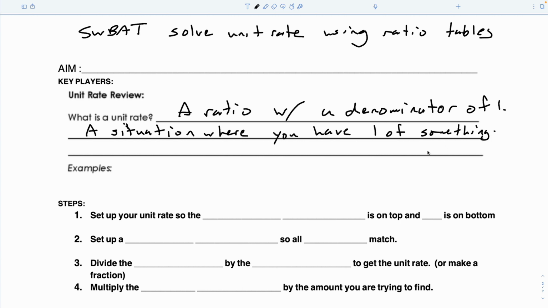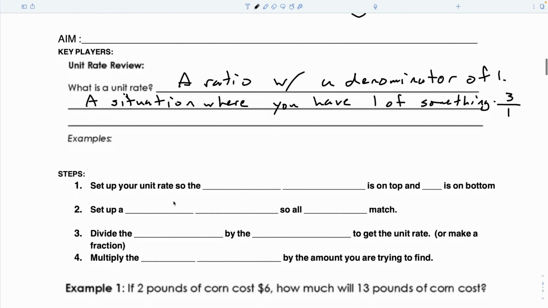I could have 3 dogs for every 1 cat. That would be a unit rate, 3 over 1. Examples are 3 over 1. It could look really funky and look like 1/2 over 1. It could look like a decimal, 2.5 over 1. Today we're going to focus mainly with whole numbers, unless you get to silver and gold and feel like challenging yourself, you can dive into fractions.